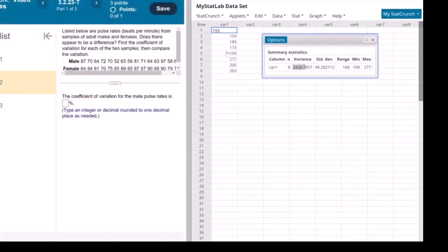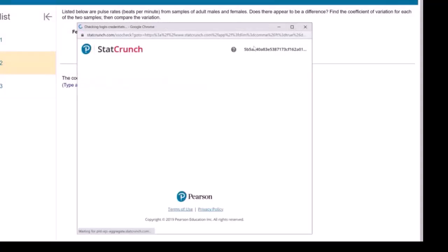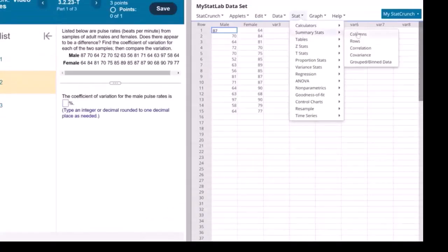I wanted to show you how StatCrunch can help you. The coefficient of variation for the pulse rates: listed below are pulse rates from samples of adult males and females. Does there appear to be a difference? Find the coefficient of variation for each of the 2 samples, then compare the variation. I'm clicking on the box. I'm opening it in StatCrunch, Summary Stats, Columns.